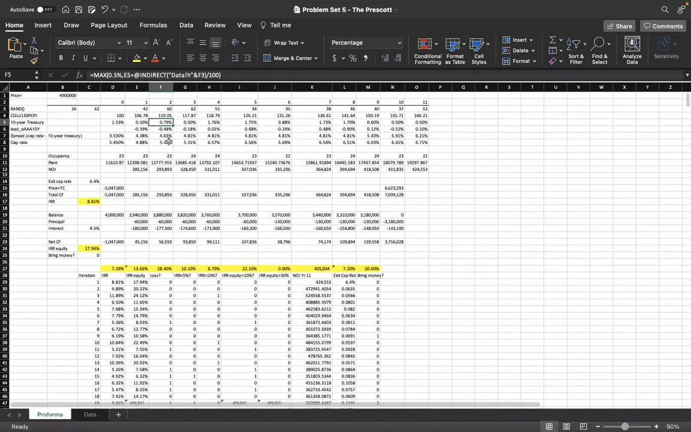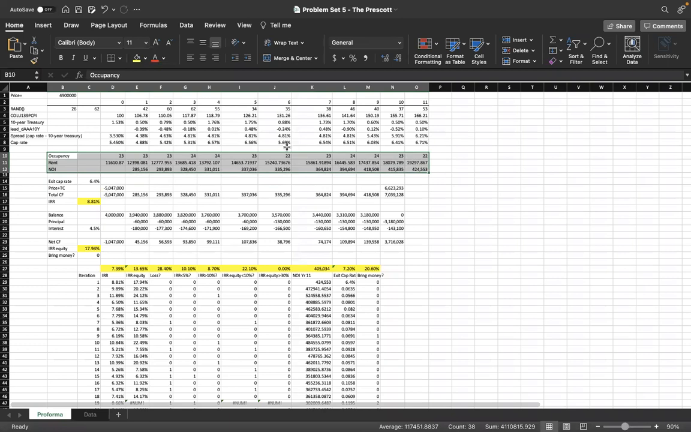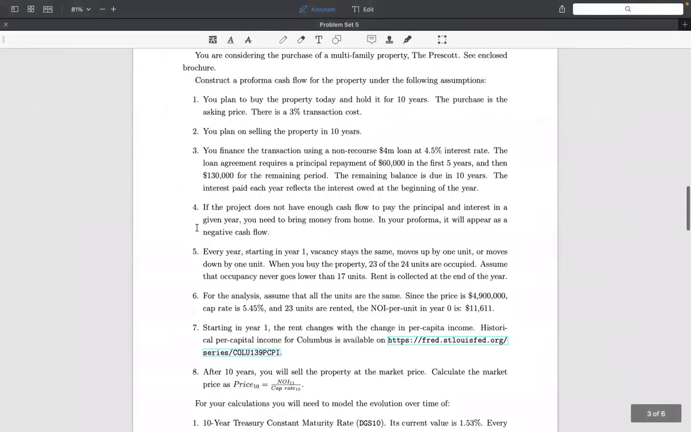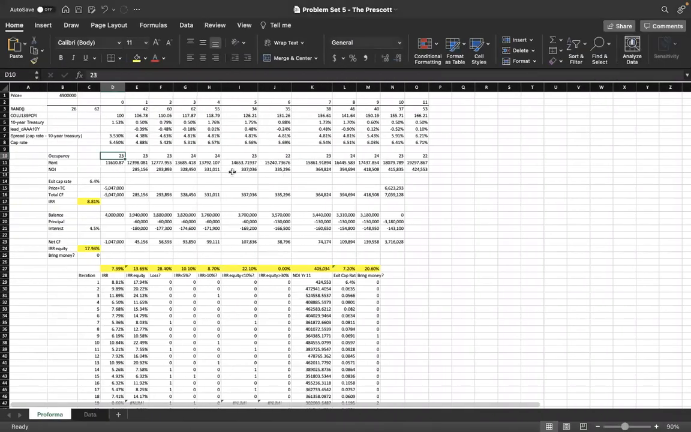And let's see the rent NOI part. So the starting point of your units, the occupied units, is 23, which is given here. Yes, in bullet 6. So since the price is 4.9 million, the cap rate is this one, and 23 units are rented, NOI per unit is 11,000 something. This is the starting point.